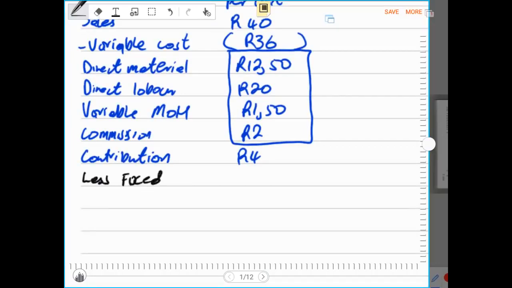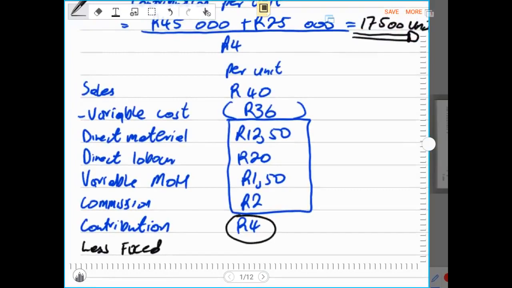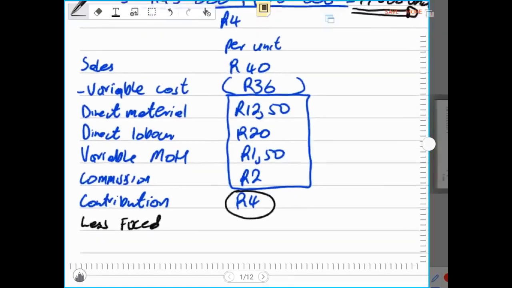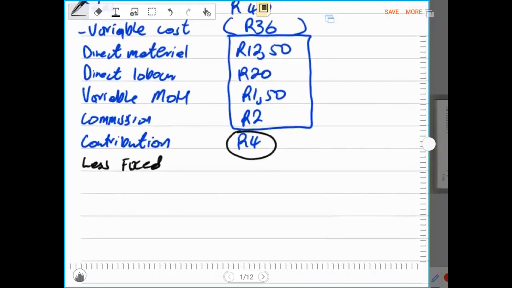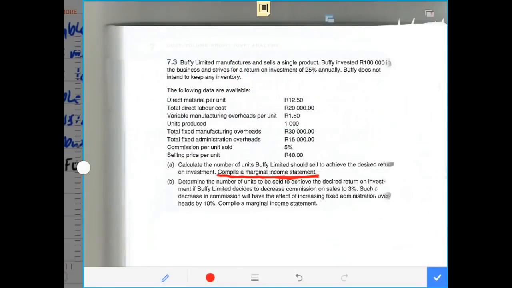So now this is the calculation of the contribution per unit. And also I can use the same information to do the income statement. Take note of that. So now we say less fixed cost. Then after we less our fixed cost, we have to say we have manufacturing fixed cost. There were two fixed costs, which was total manufacturing fixed cost 30,000 and fixed administration.